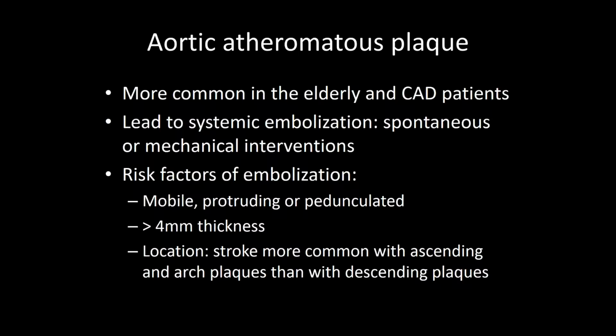So we know the patient has an aortic atheromatous plaque, which is commonly seen in elderly or coronary artery disease patients. The problem with this is that it can lead to systemic embolization, which can happen either spontaneously or as a result of some procedure where you disrupt the lesion, like a cath. Some of the risk factors, we already talked about some mechanical interventions. Other things are having a very big lesion, something that's mobile, protruding or pedunculated. Also the location matters in terms of the patient having a stroke. It's more common if it's an ascending or arch plaque than if it's a descending plaque.